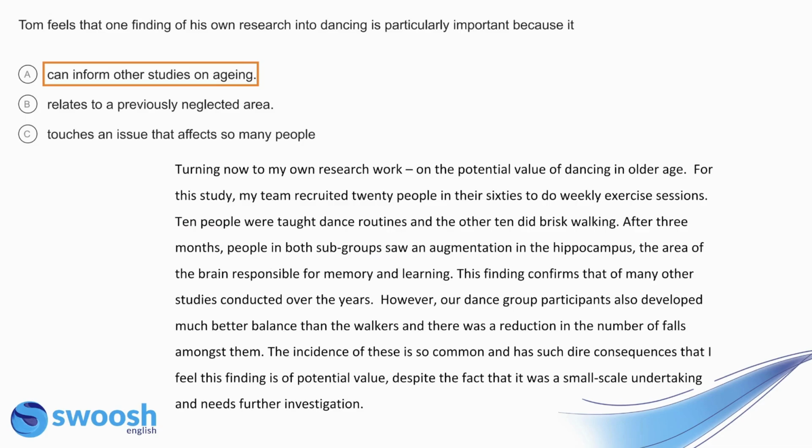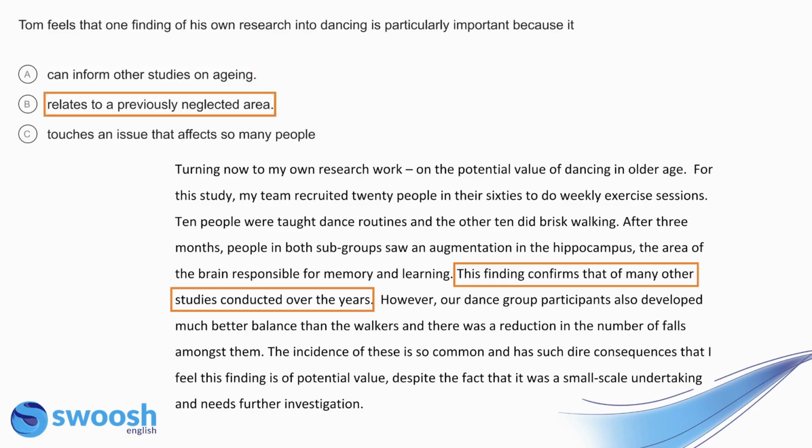First, I'm going to talk about option A, can inform other studies on aging. Now, if we go to the transcript, we can see that there is in fact a mention of other studies. This finding confirms that of many other studies conducted over the years. Now, if you weren't listening carefully and you just heard other studies, that might lead you to think it was the correct answer. But you can see this is another distractor because although it mentions other studies, it doesn't say anything about how it can inform other studies. In fact, it says this finding confirms. So it actually contradicts this option. So we've got another distractor there.